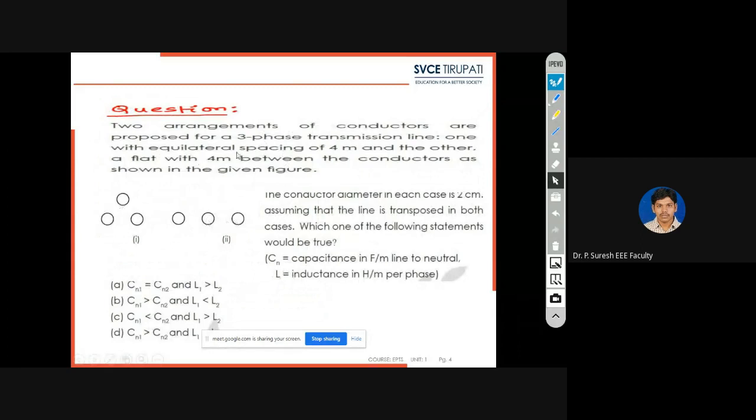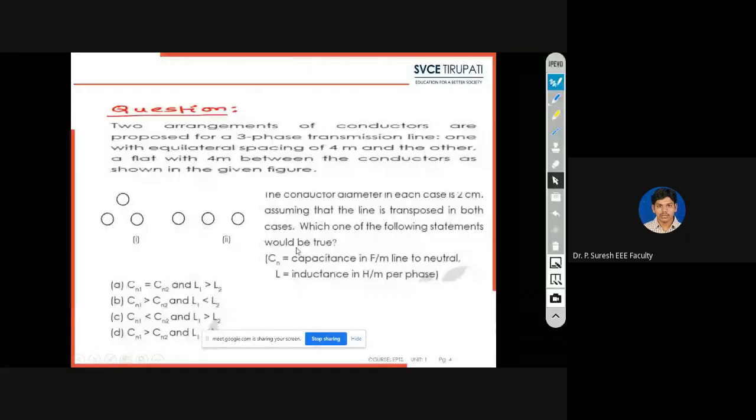See here, two arrangements of conductors are proposed for a three-phase transmission line. One with equilateral spacing of 4 meters and the other a flat arrangement with 4 meters between the conductors. As shown in the figure, the conductor diameter in each case is 2 centimeters. Assuming that the line is transposed in both cases, which one of the following statements is true? Question is clear. Here they have given two arrangements.